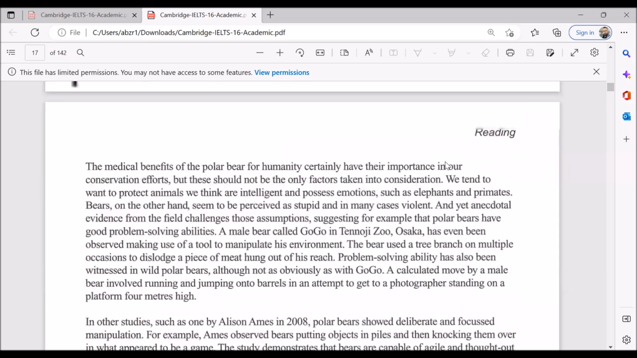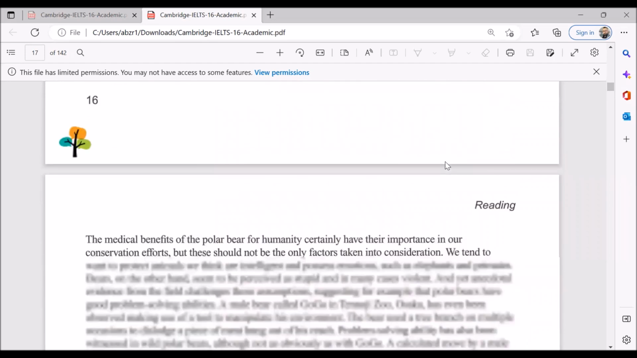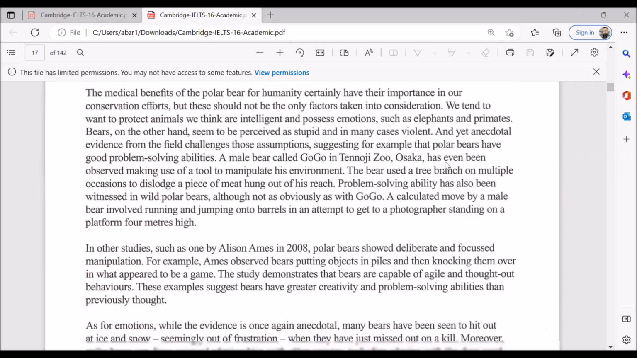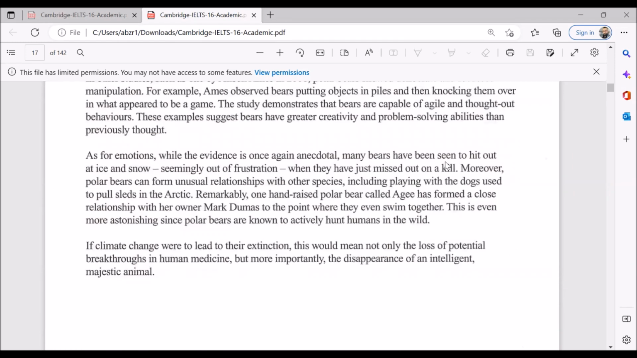I mean, we couldn't find it in the first 3-4 paragraphs. The Tennoji Zoo was not mentioned there. But yes, if you come to the next page, in paragraph number 5, you can see the male bear called Gogo in the Tennoji Zoo. Now, this is about scanning the information. Now, you have scanned the information. Remember, you can never scan the answer. You cannot locate the answer, but you can locate the information where the answer is hidden.